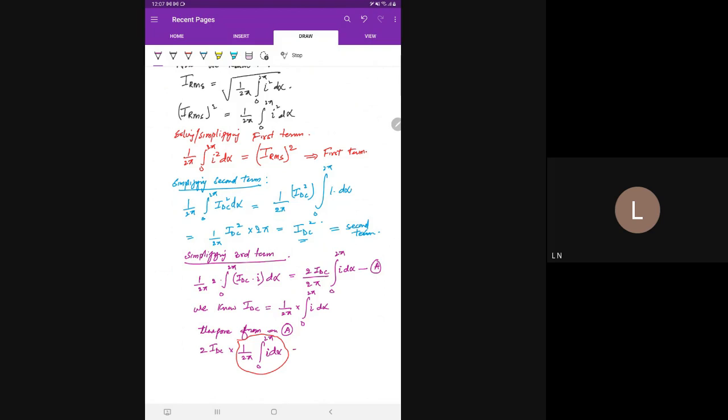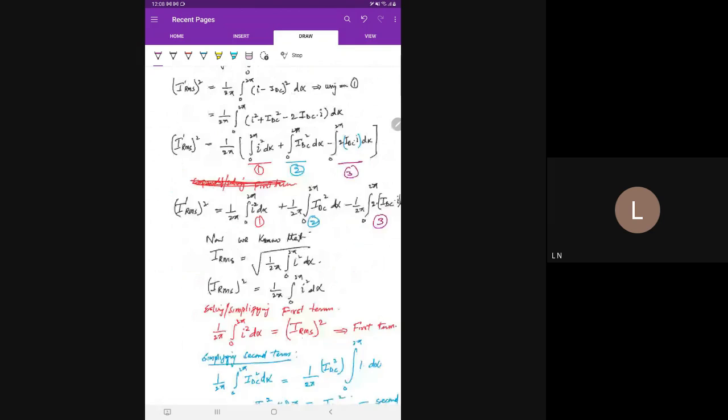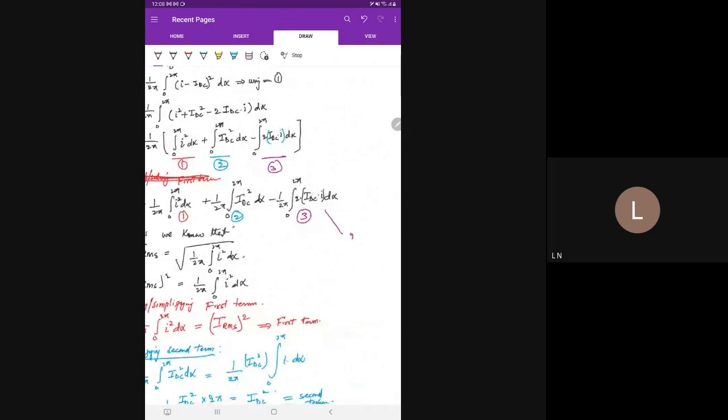So therefore, this will be further reduced to twice IDC into IDC. So the third term is reduced to twice I DC square. This is our third term in equation second. Say for example, this is my equation 2.